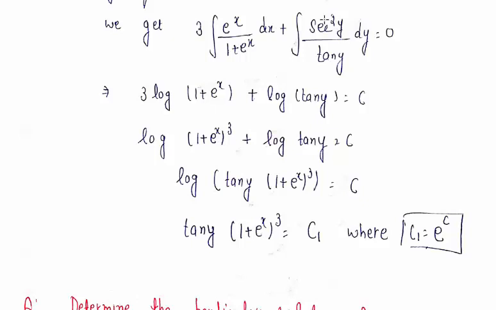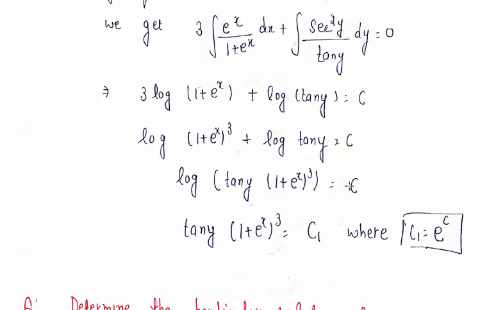And 3 times log of 1 plus e raised to power x. Then we know that log a raised to power m can be written as m log a. So we shift this 3 into the power of this term. Then log tan y. Next we know that log a plus log b equals log a into b. So this is equal to tan y times (1 plus e raised to power x) cube equals c1, because when we remove a log, we take an exponential on both sides. Exponential and log cancel out.